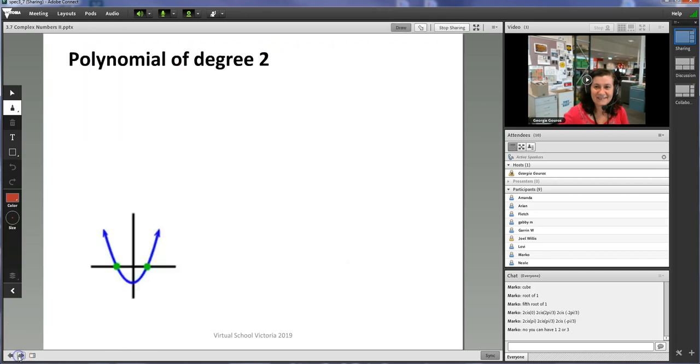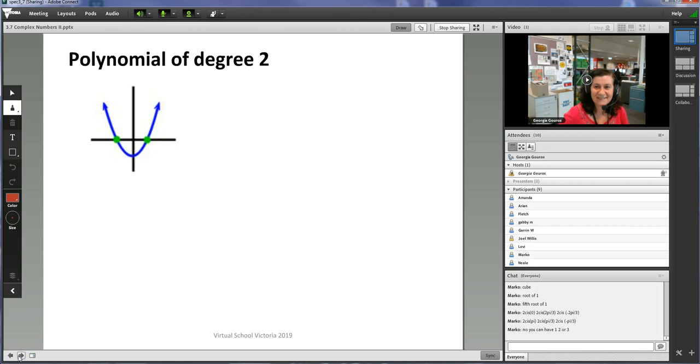Okay, so let's have a look at a polynomial of degree 2, which you might also call a quadratic. So, a polynomial of degree 2 has x squared in it. That's the highest power. X squared plus something or other, or minus something or other, minus 5 or something. That could be that one there. We know that one's got two real solutions. How many complex solutions do you reckon it has?